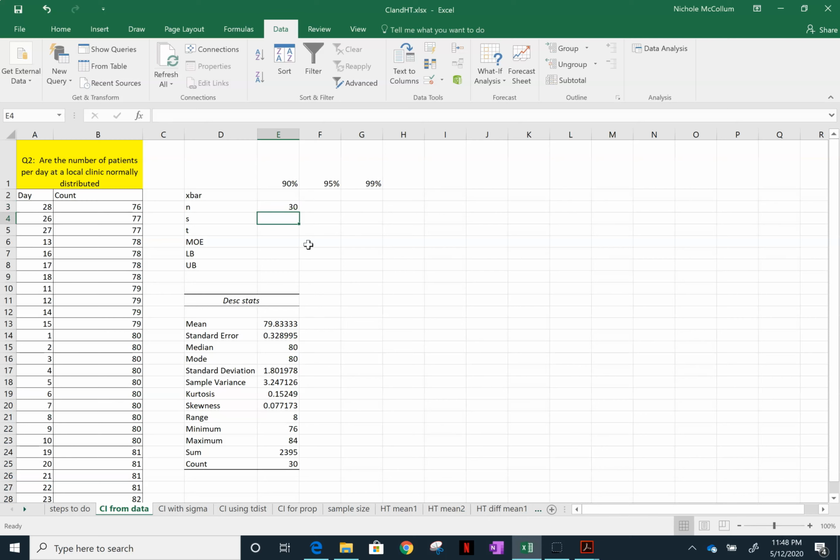Because that's what it is. I have 30 days. The great thing about 30 days is that, because of the central limit theorem, I really don't have to check anything more about normality. I know that I have a roughly normal distribution for the sample. Now, I have no clue about the clinic, okay?